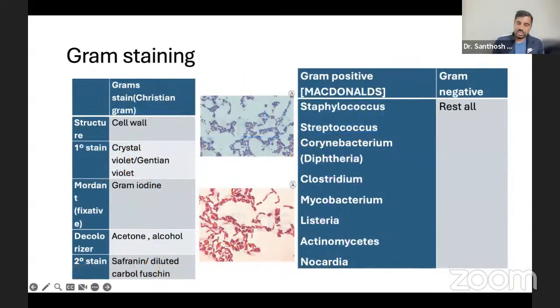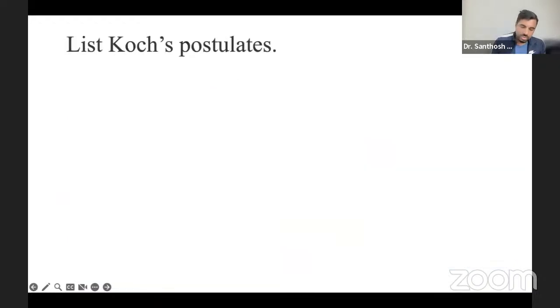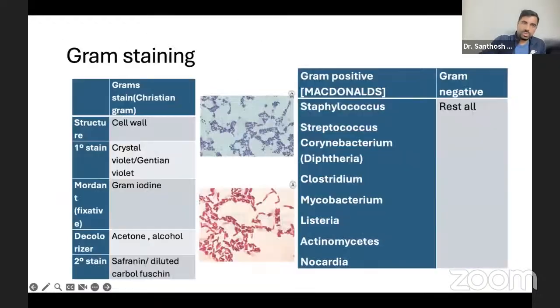Clear? So this is how the gram positive bacteria look. You see the purple color here, and down here the pink color ones are gram negative, and these are gram positive bacteria. This is not important for this question, just for your notes. I think ZN is not mentioned here, but it's okay. Whatever I told you in the previous slide, remember that. Now next one.